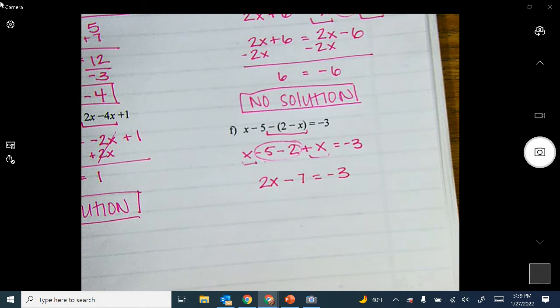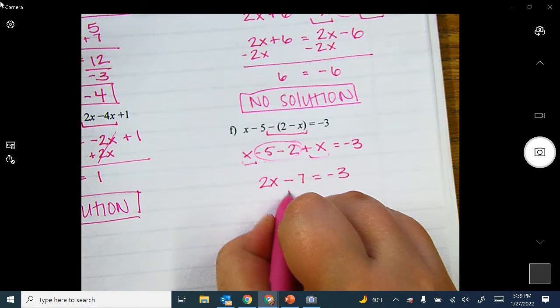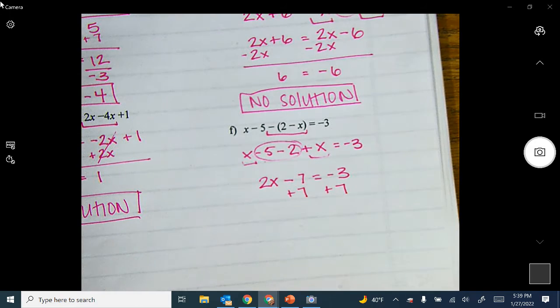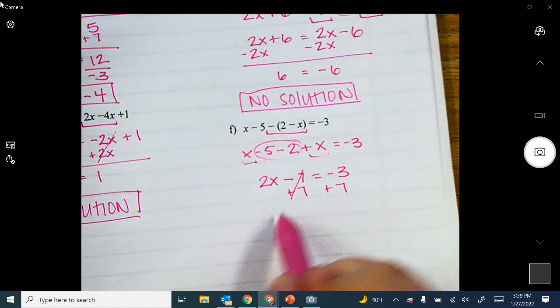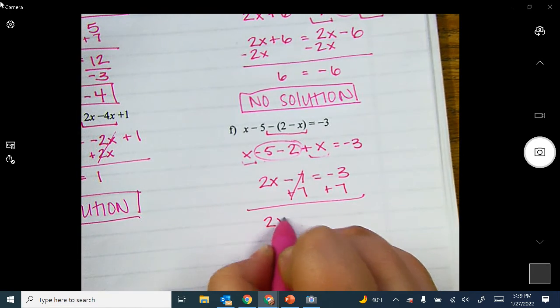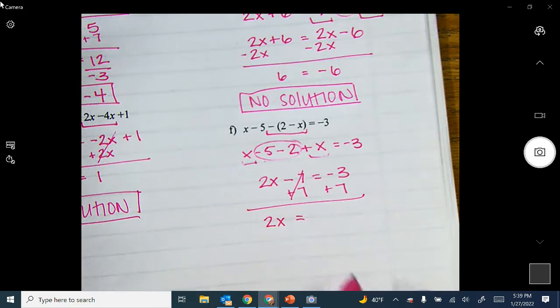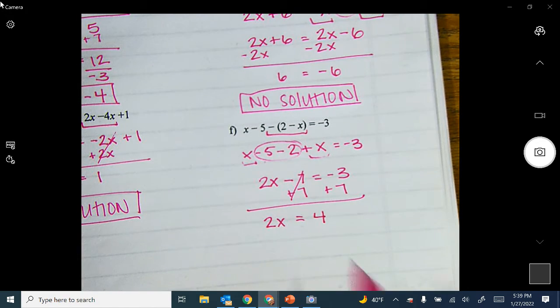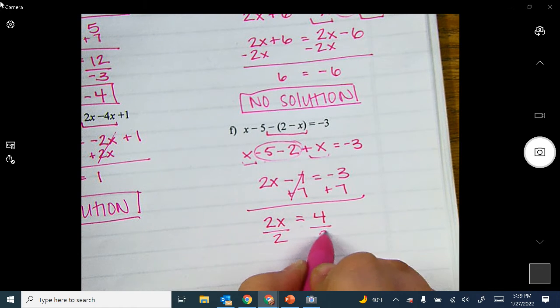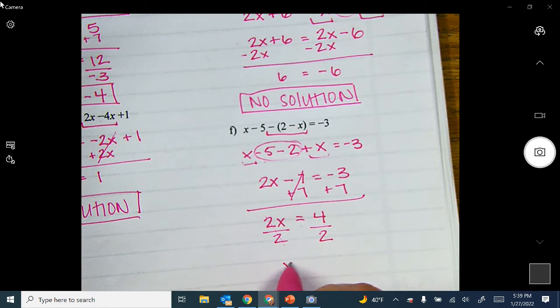Now my x's are already over on one side, so I'm just going to add 7 to both sides to get rid of this negative 7. Now I have 2x is equal to negative 3 plus 7 is positive 4. Divide both sides by 2, and I have x is equal to 2.